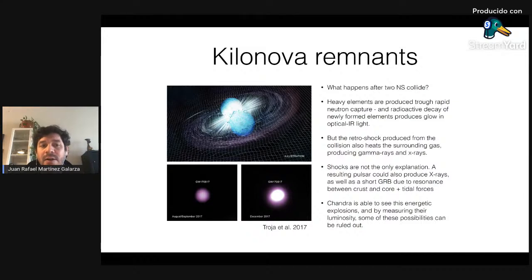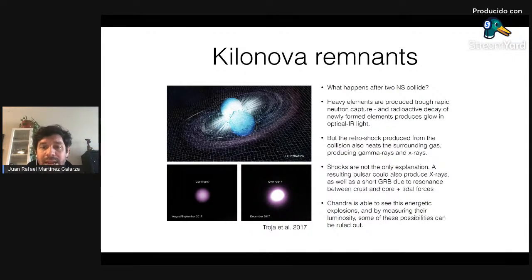But the heaviest elements are probably produced because a lot of these neutrons are captured by already heavy elements in the surroundings of these systems, and they form even heavier elements. And when these newly formed heavy elements radioactively decay, they emit optical and infrared light. That's what we see as an afterglow in optical and infrared, and that's what's called a kilonova. It's infrared and optical light that comes from the radioactive decay of these newly formed heavy elements.